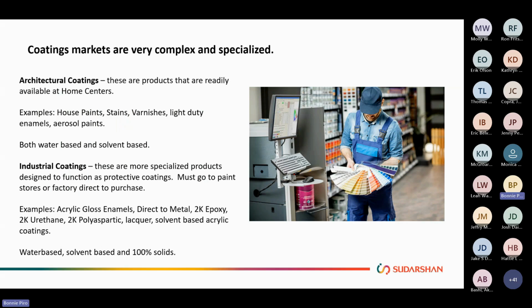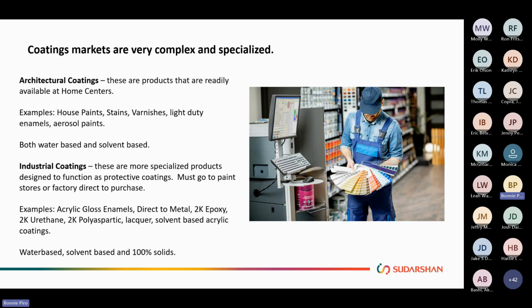Coatings markets, we all know, are very complex and can be very specialized as well. Generally, they fall into two broad categories, architectural and industrial. For architectural, you tend to think of the things that you can get at home centers: house paints, stains, varnishes, aerosols, and the like. These are all applications that are very useful for liquid colorants. They can be both water-based and solvent-based in their formulation types.